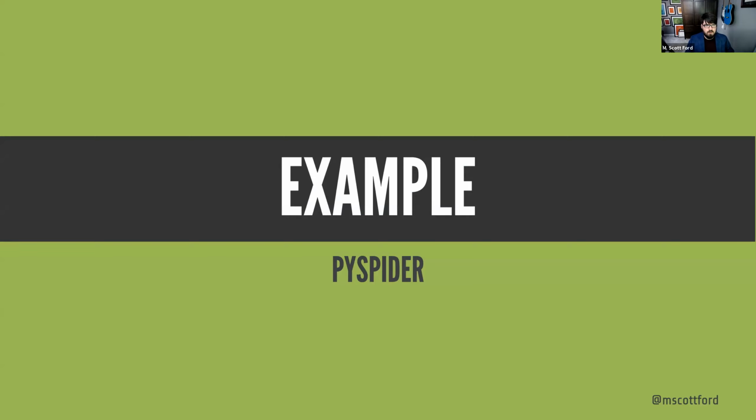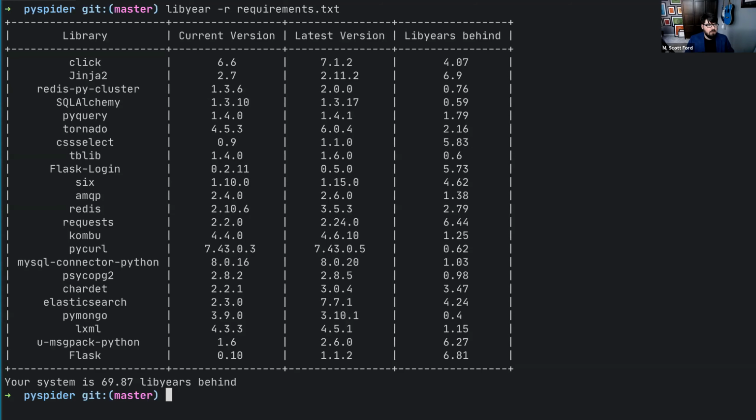We can take a look at what that tool looks like when you run it against PySpider, which is a Python web crawling app. Here it shows you, for each of the dependencies that PySpider depends on, the version it's currently depending on, the latest version, and how many LibYears behind that package is, and then it gives you a total for the library.